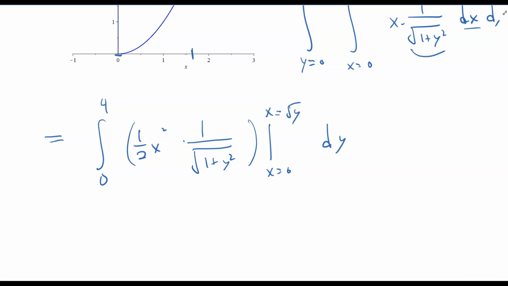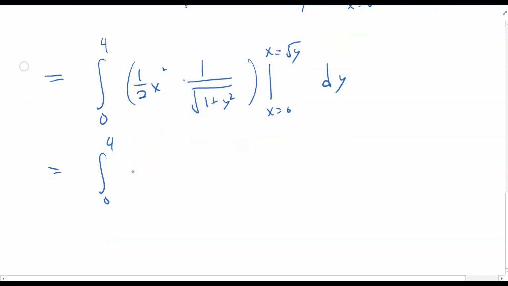Alright, so doing that, what does that give us? Alright, next step. We have 1/2. I'm just going to leave the 1/2 factor over there. I'm going to leave the 1 over the square root of 1 plus y squared. Those are just going to come along. We still have dy there.